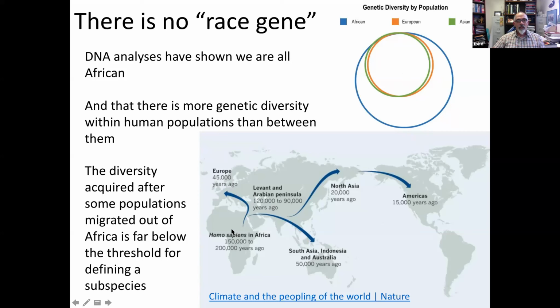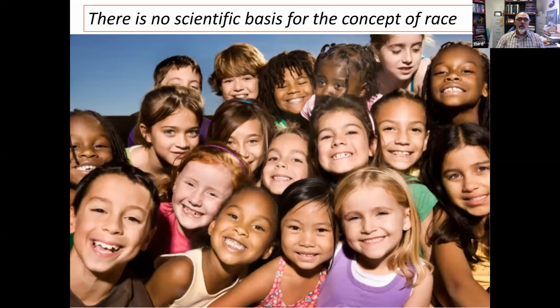But again, I want to emphasize the point that what we've learned is that there is no scientific basis for the concept of race. The genetic diversity that we see within populations is greater than what we see between populations. And so, although, as I said, it's painful to acknowledge that science has contributed to the idea of race, racial divisions, hopefully modern science has shown people that there is no scientific basis for the concept of race.